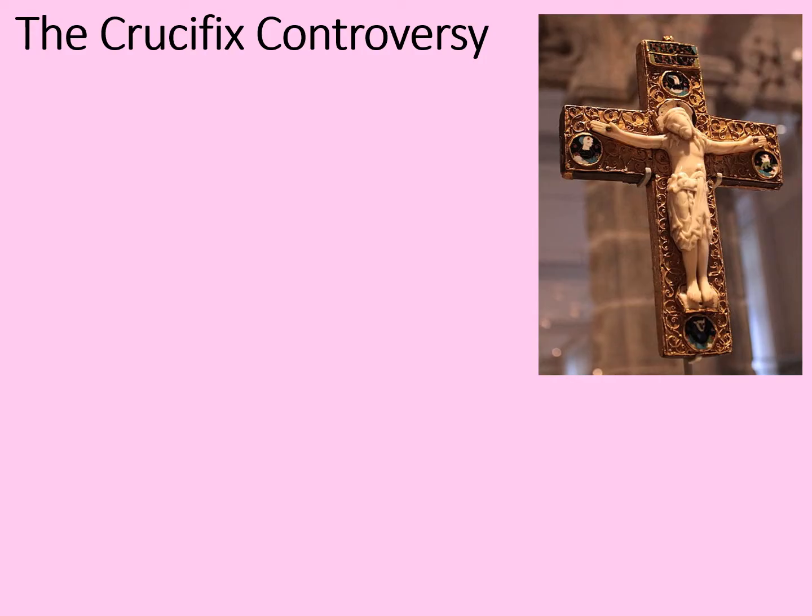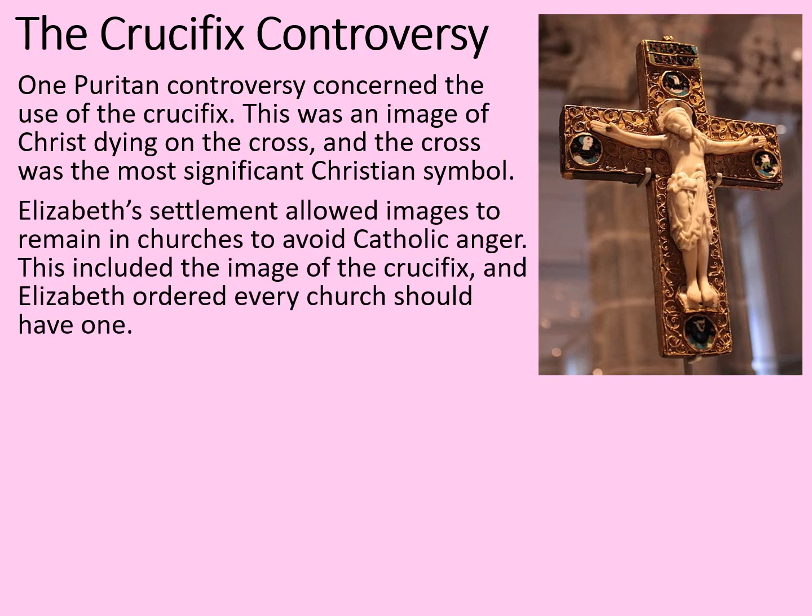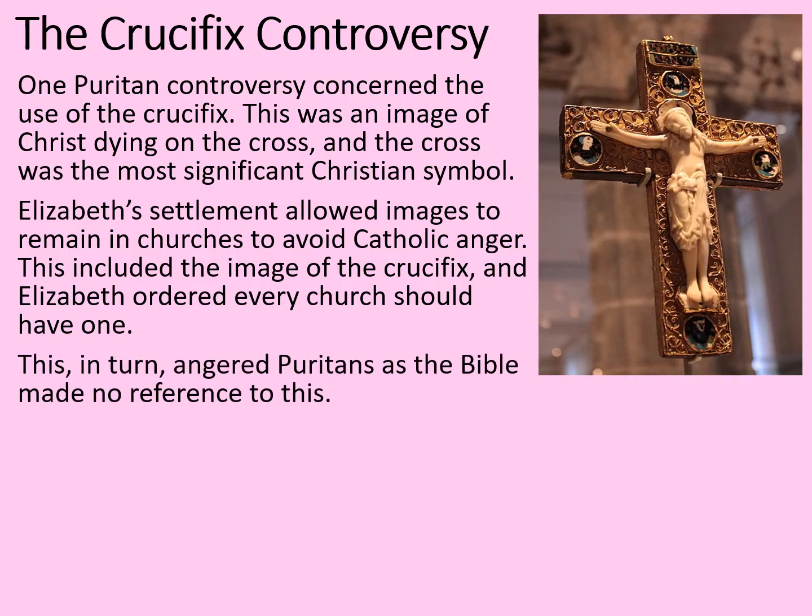Related to this was the crucifix controversy. One Puritan controversy concerned the use of the crucifix, an example of which can be seen on the right. This was an image of Christ dying on the cross, and the cross was the most significant Christian symbol. Elizabeth's settlement allowed images to remain in churches to avoid Catholic anger. These included the image of the crucifix, and Elizabeth ordered every church should in fact have one. This in turn angered Puritans, as the Bible made no reference to this.